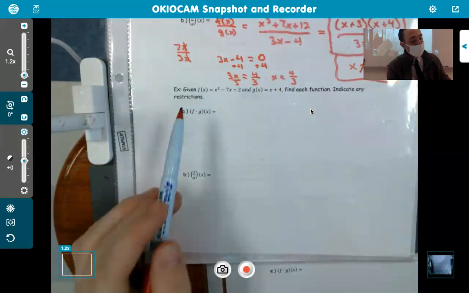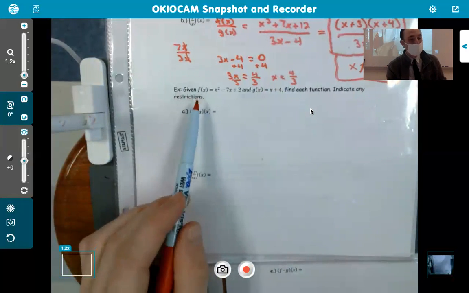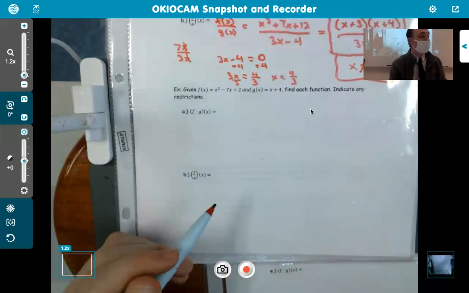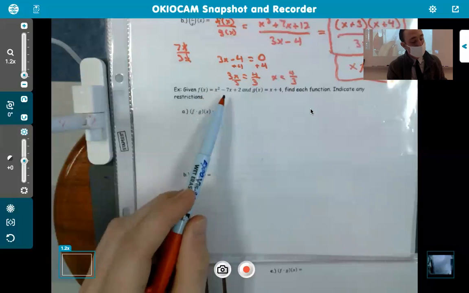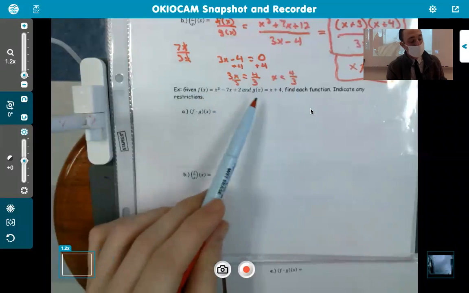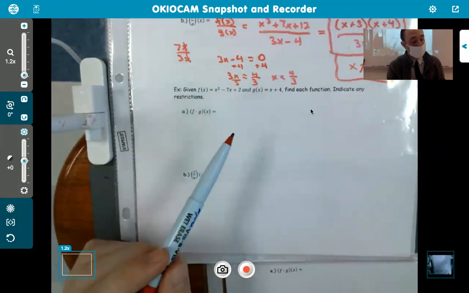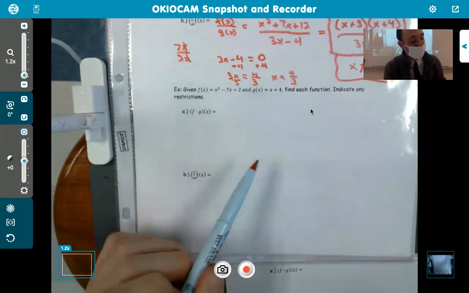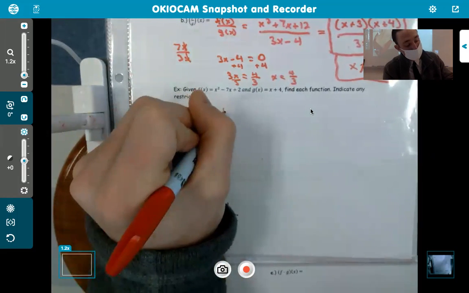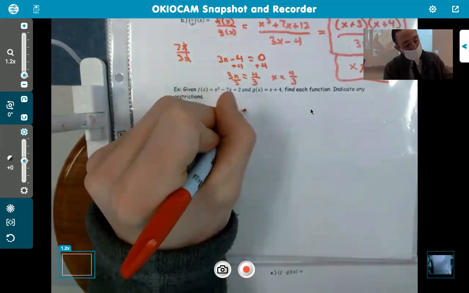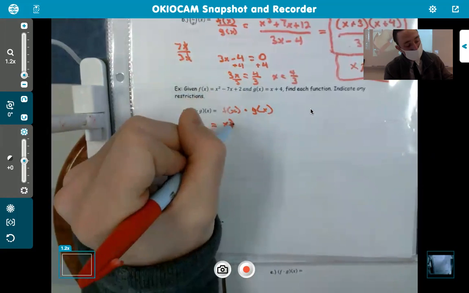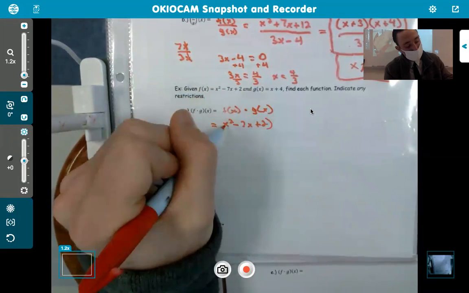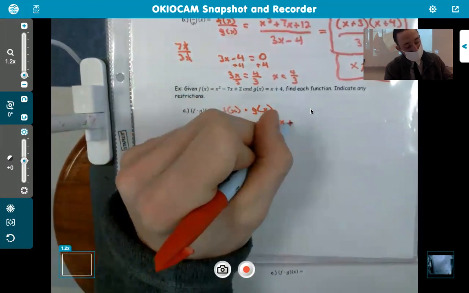Okay. Next example, doing the same thing. So just multiplying and dividing two functions together. Given f of x and g of x, f of x is x squared minus 7x plus 2, g of x is x plus 4. All right. Again, dealing with a trinomial and a binomial. I know this is f of x times g of x. When I plug those in, I'll get x squared minus 7x plus 2 times x plus 4.